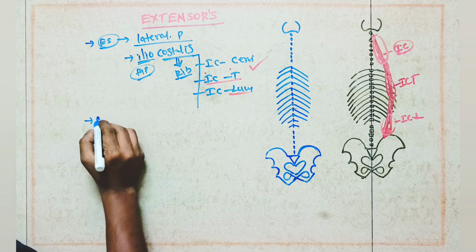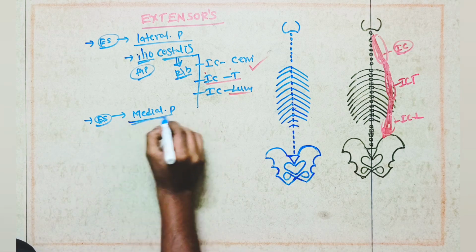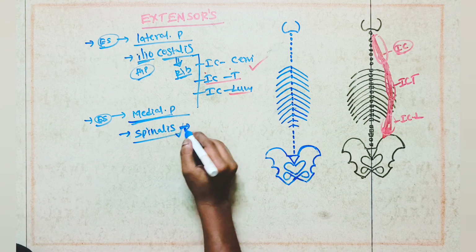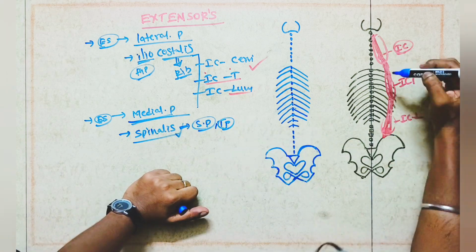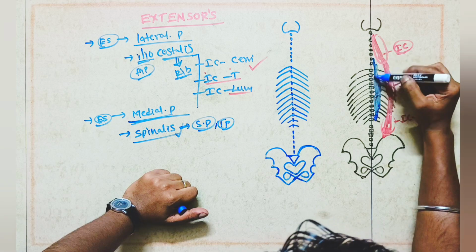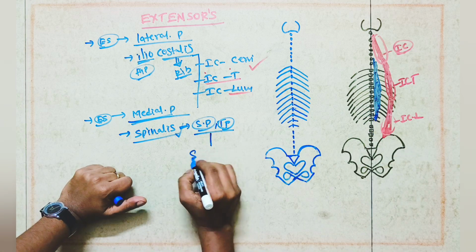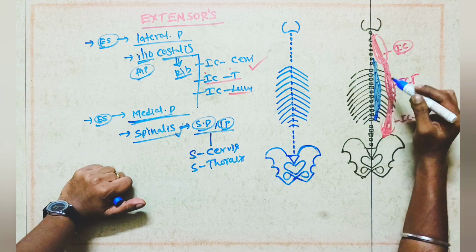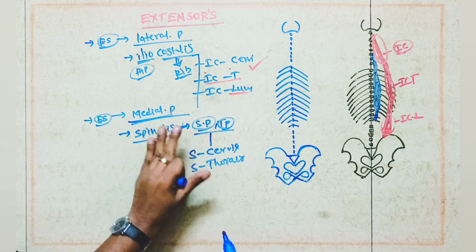Now we will see the medial muscle of the erector spinae. Which muscle is in the medial portion? The most medial portion is the spinalis muscle. It attaches to the spinous processes and transverse processes of this region. This is the medial muscle. Understand, this is the lateral muscle, this is the medial muscle. The spinalis muscle has portions spinalis cervicis and spinalis thoracis. That means it is connected to the cervical spine and the thoracic spine. There is no connection to the lumbar spine.